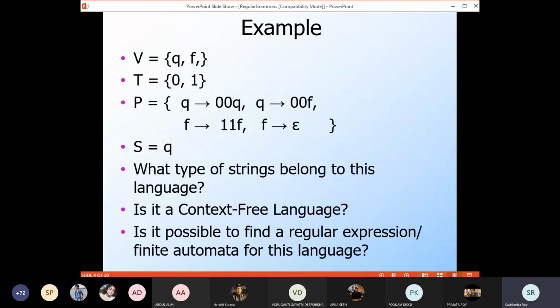So is it a context-free language? What do you say? This language which has been defined, is it a context-free language?